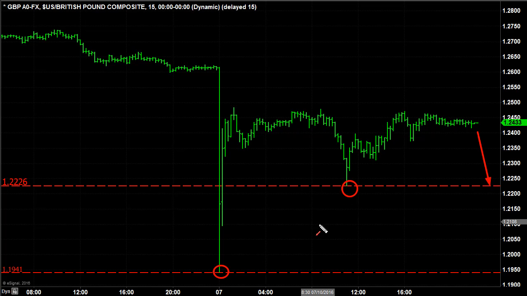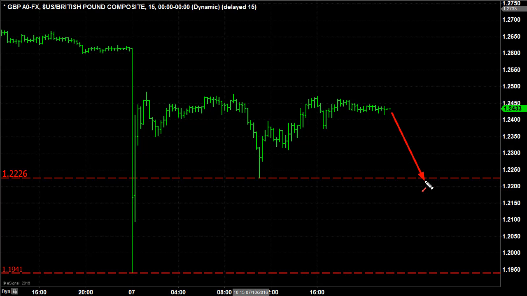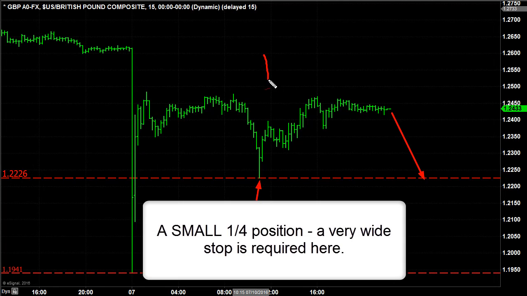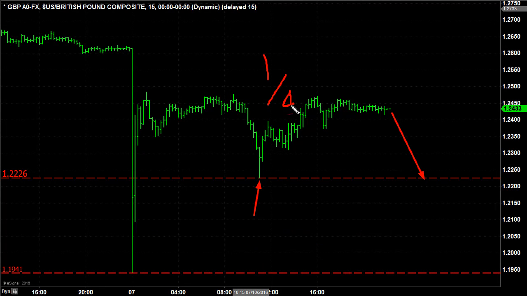Now, I think a retest of this low here at 1.2226 is much more likely than a retest of the lows down here. But again, I cannot rule out the probability that it might come back and retest these lows again. So one way to establish a long position on the British pound is to wait for a retest of this first low here at 1.2226 and then go long with a small quarter position. I do have to stress this point, a very small position, because the risk we're taking on this trade is quite large.